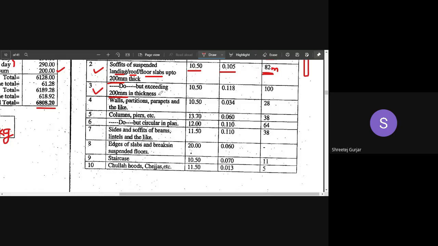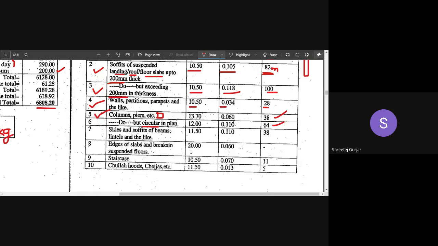Similarly, if you are dealing with walls, partition walls, or parapet walls, you have to use these particular numbers. If you are dealing with columns, this is the value you have to use. This is for rectangular columns. If your column is circular in plan, you have to use these particular values: 12, 0.11 and 64.